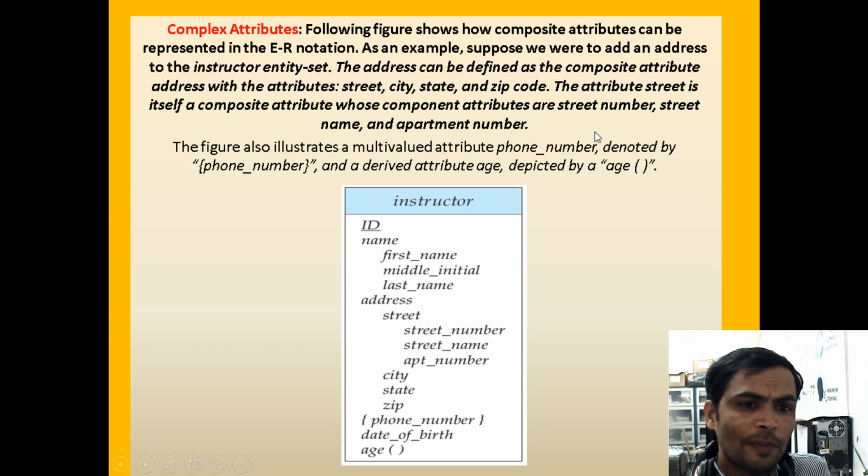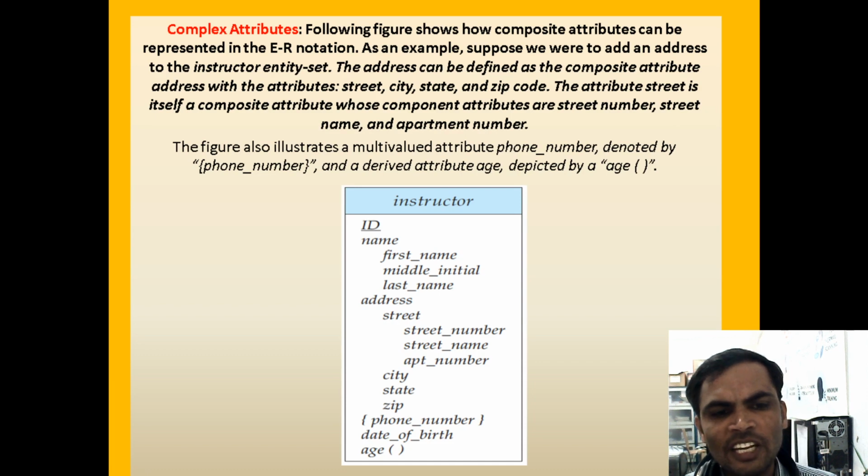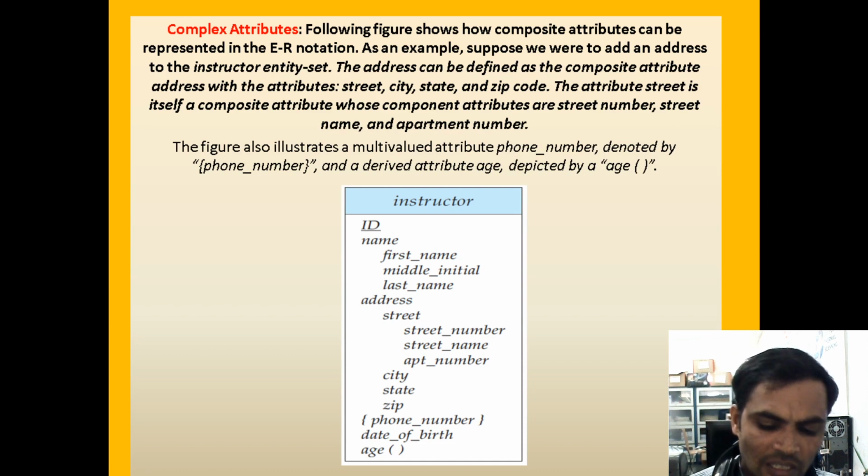Now if you want to represent multi-valued attributes, we represent them with the help of, for example, phone number. The phone number we represent within curly braces, the flower braces; under the flower braces we can represent multi-valued attributes. The derived attributes we represent with the help of angular braces, similar to when you write a function in a programming language, with an opening brace and a closing brace. So with an opening brace and a closing brace we can consider it a derived attribute. At the time of defining an entity, we can define the attributes in this way.